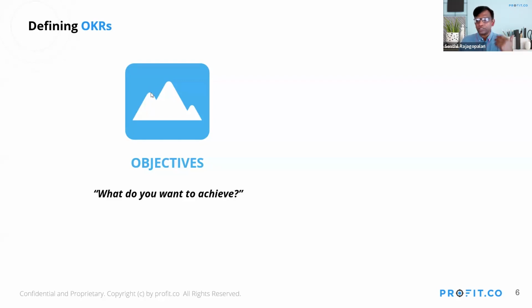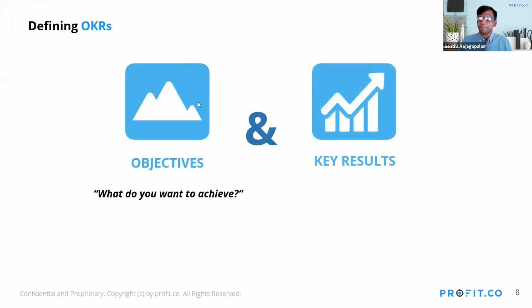But how do you measure how far you are towards your objective? So that's where key results come in. If you are scaling up Denali or Mount Everest, probably you're going to be looking at the altitude that you're covering every day of the climb. So that's the key result. So key results are really quantitative metrics through which you can tell whether you are achieving your objectives or not.